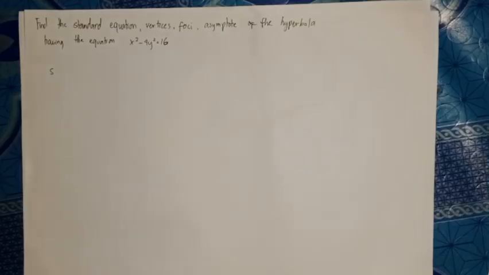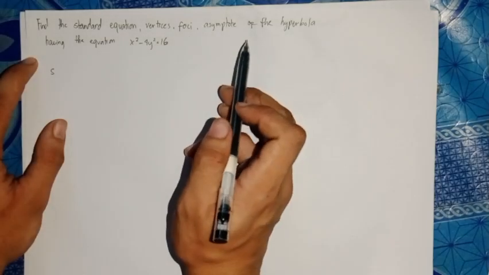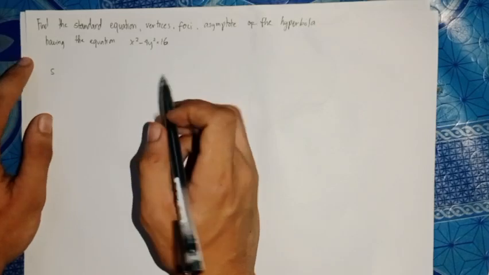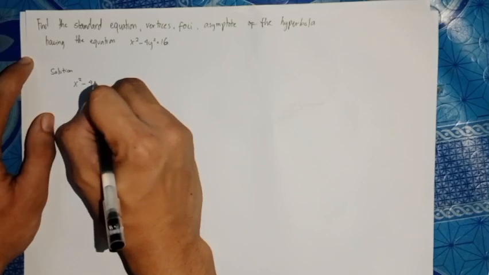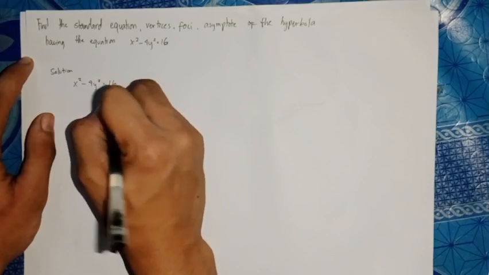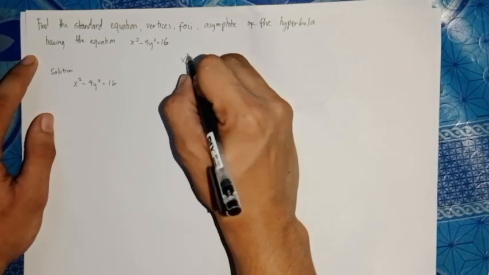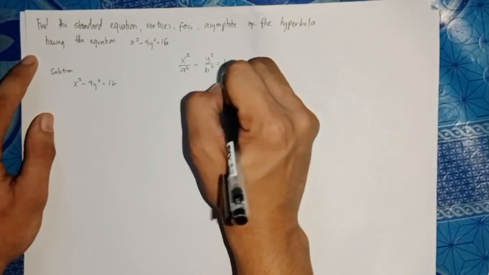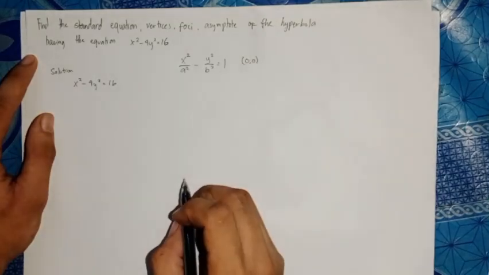Let's have an example of a hyperbola. Find the standard equation, vertices, foci, and asymptotes of the hyperbola having the equation x squared minus 4y squared is equal to 16. Solution: we have the equation x squared minus 4y squared is equal to 16. Remember that the standard equation of the hyperbola is x squared over a squared minus y squared over b squared is equal to 1, having a center of (0, 0), right? So let's make this equation into the standard equation.